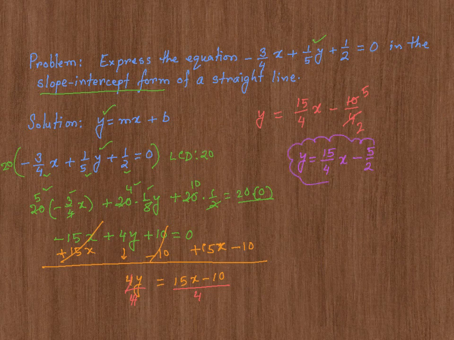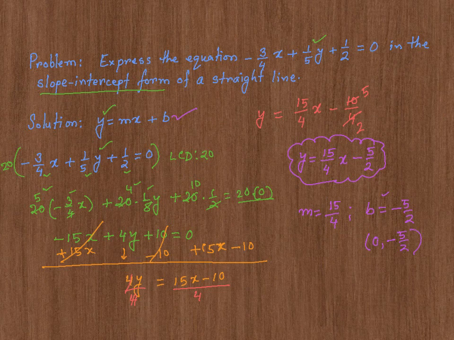So that's the equation of the straight line in the slope-intercept form y is equal to mx plus b. Here m is the coefficient of x, which is 15 over 4, and b is the constant term, which is negative 5 over 2. Remember, b is the y-intercept. What it means is that it goes through the point 0, negative 5 over 2. And this is how in general you would find the slope-intercept form of a straight line.